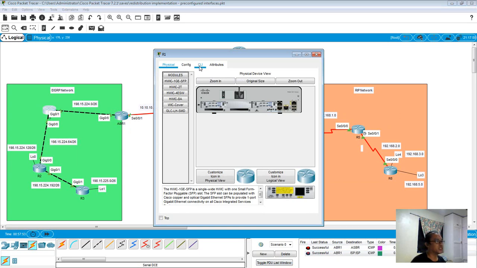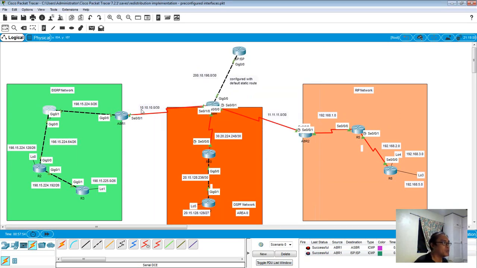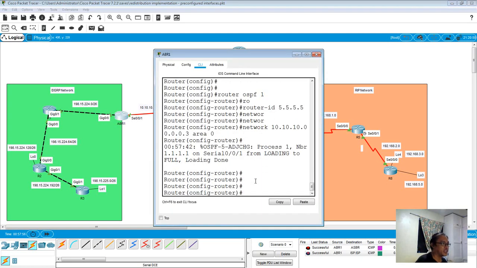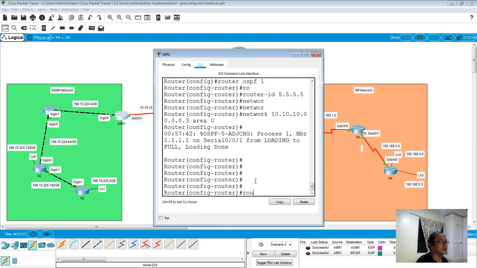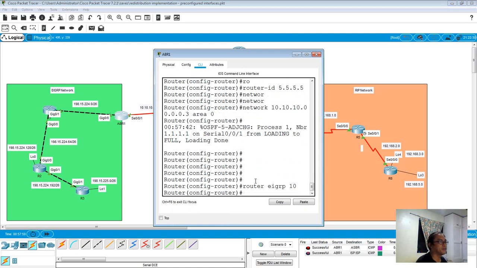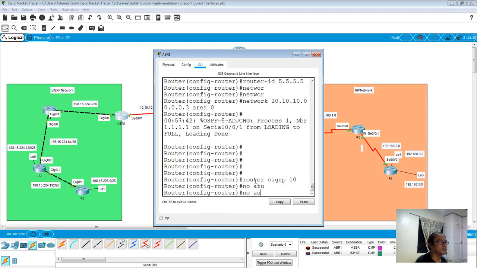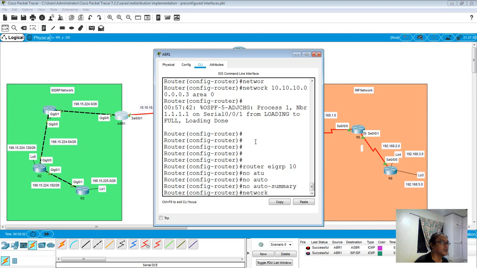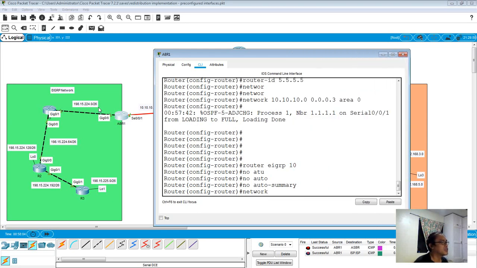Okay, so let's try to configure EIGRP here. Sorry, I haven't typed the command yet. The second portion that we are going to configure is EIGRP. So router eigrp 10, then no auto-summary. Then we advertise the networks. What networks does it have? We have two networks. This one, 198.15.224.0 with wildcard 0.0.0.63, since 255 minus 192 is 63. Enter.